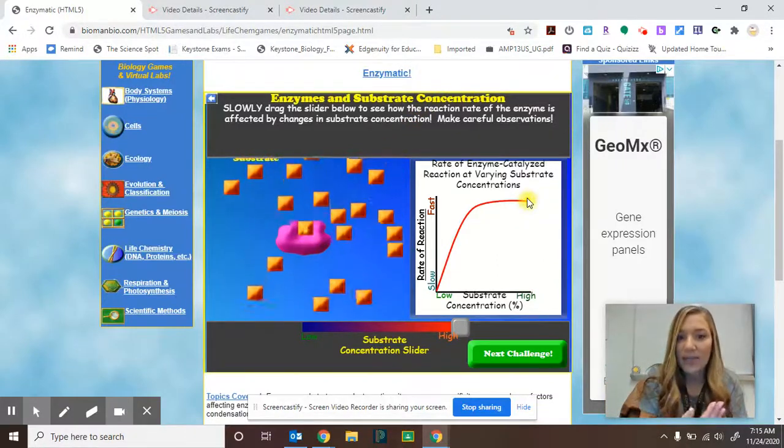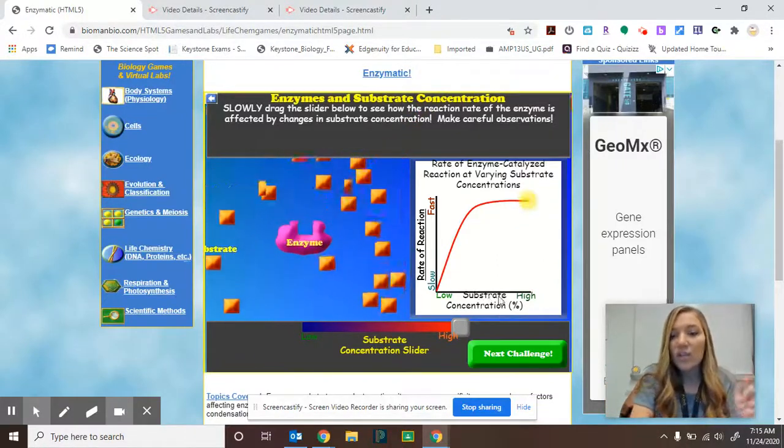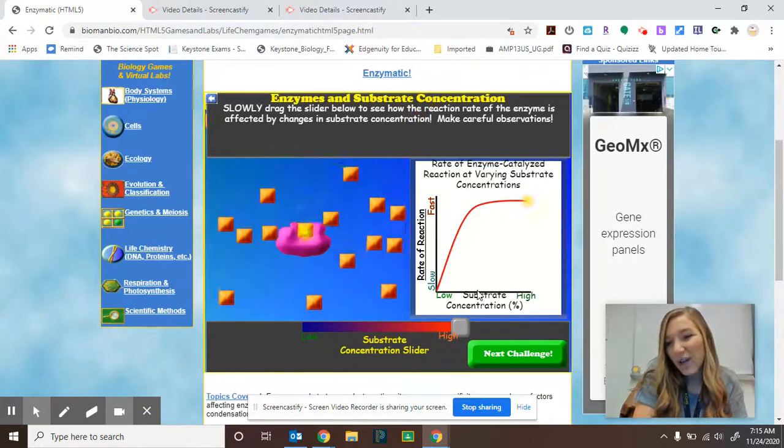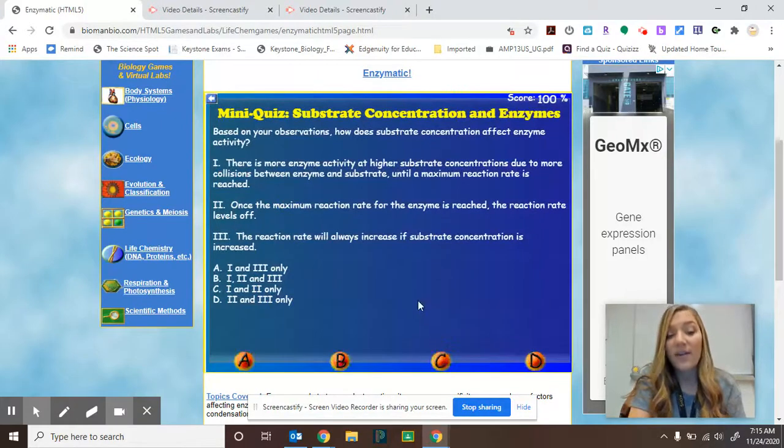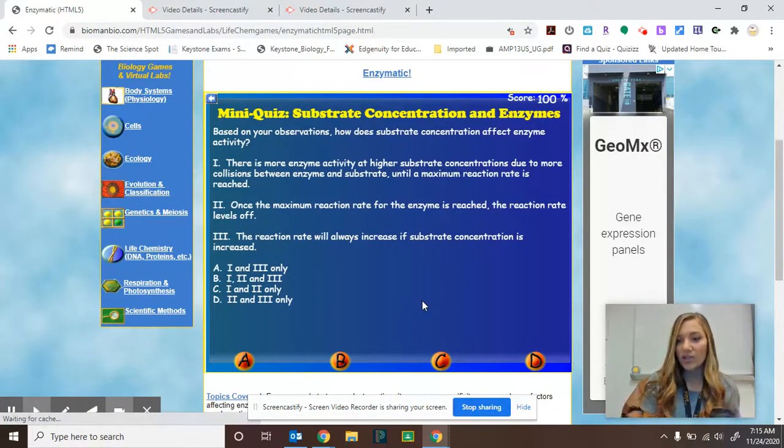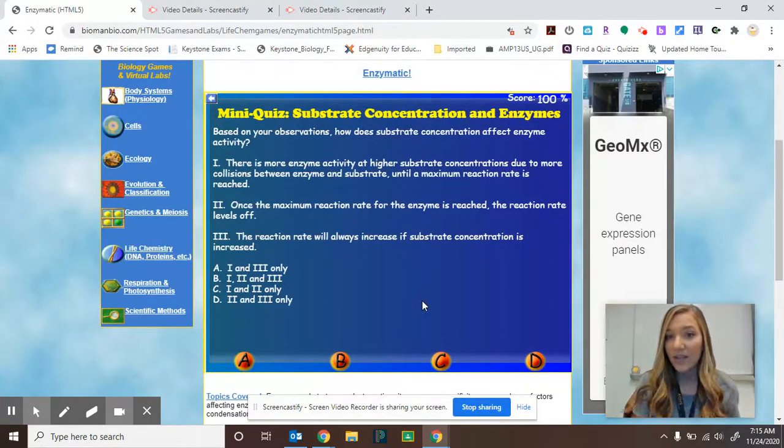So this is the same idea. At some point, you have so much substrate that it really doesn't matter if you add more. There's just not enough enzyme to make the reaction go faster and faster and faster. So based on our observation, how does the substrate concentration affect the enzyme activity? 1, there's more enzyme activity at higher substrate concentrations due to more collisions between the enzyme and the substrate until you reach a maximum rate of reaction.